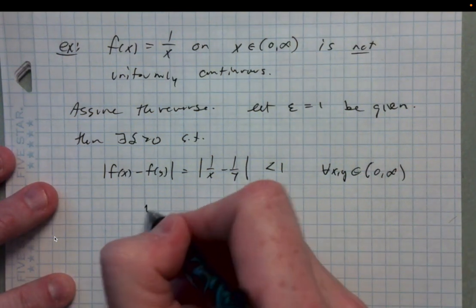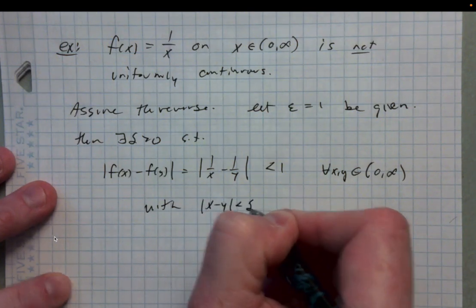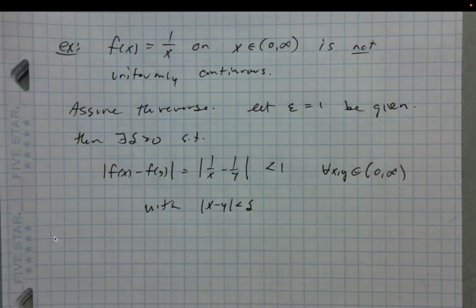Of course, with |x - y| less than delta. So this is just what would follow, right? If f(x) = 1/x is uniformly continuous on (0, infinity), then this would have to be true. Given an epsilon equal to 1, there must be some delta, right? And so what we can do is derive a contradiction.